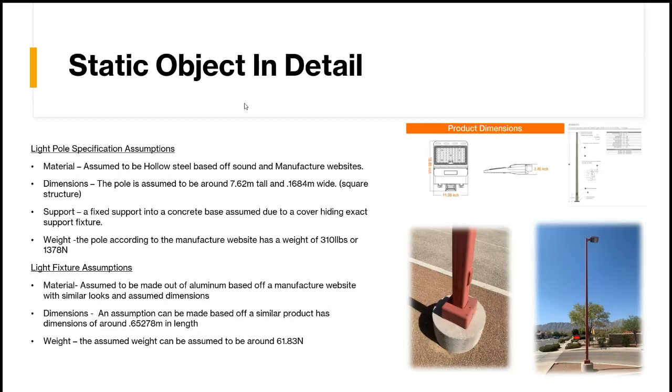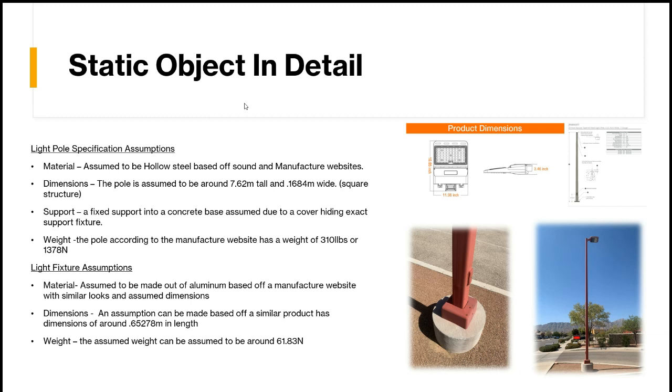So the static object in detail. We can assume the material of the basic light pole is hollow steel based off the sound and the manufacturer's website. The dimensions of the pole are 7.62 meters tall, and it has a 0.1684 meter wide base, square all the way up to the top.